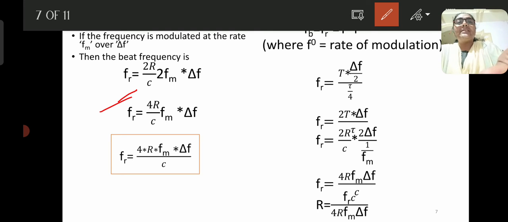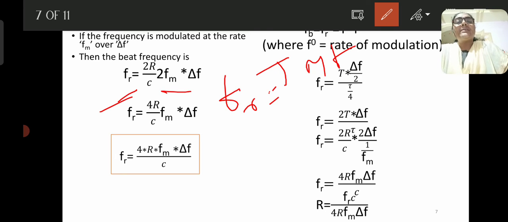The beat frequency fr is equal to the time traveling distance between them and the modulating frequency. So here the modulating frequency is twice fm. This is nothing but the Nyquist rate. So 2R by c, so 2 fm into del f. fr is equal to 4.